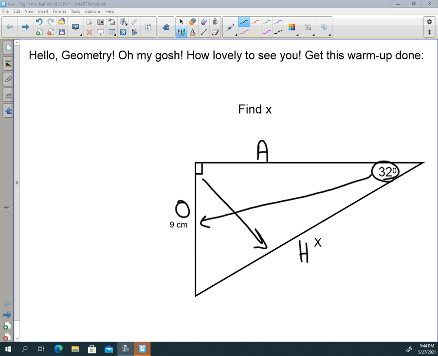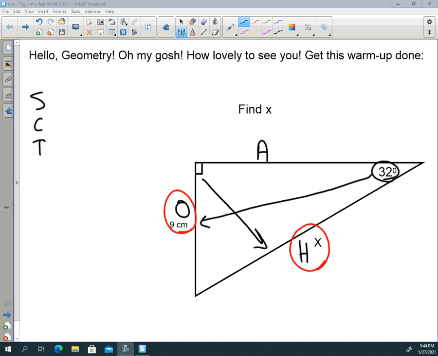Now the next thing to do is notice what you have and what you want. What I have is information about the opposite side. What I want is information about the hypotenuse. I don't care about the adjacent side at this particular time. So what I have and what I want is going to help me pick the right trig ratio, and there are three. There's the sine, there's the cosine, and the tangent.